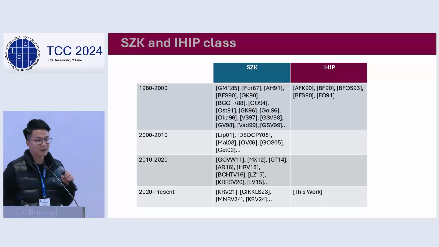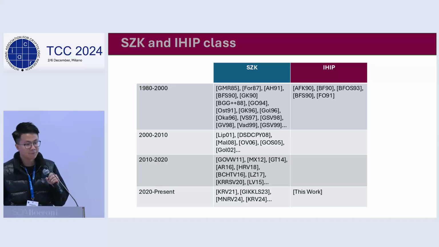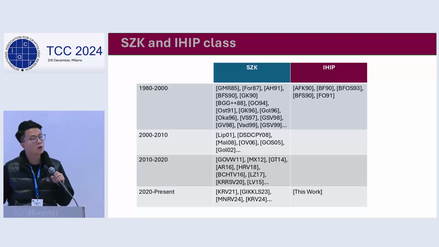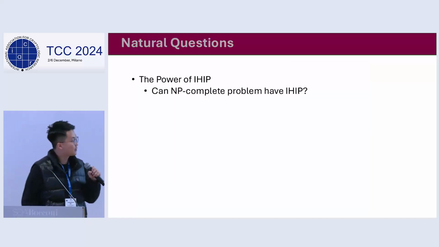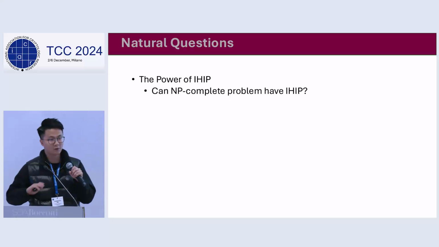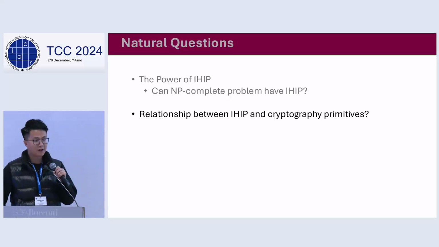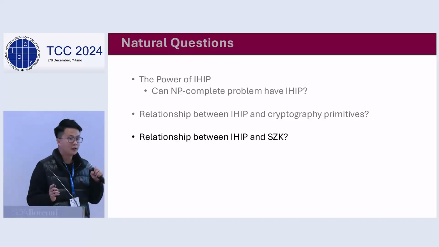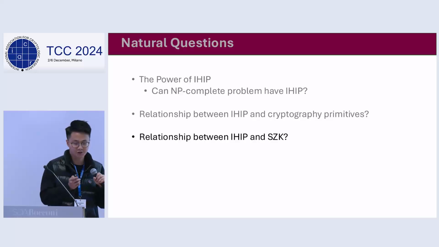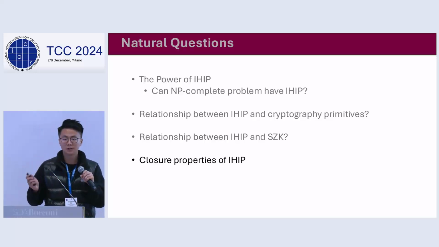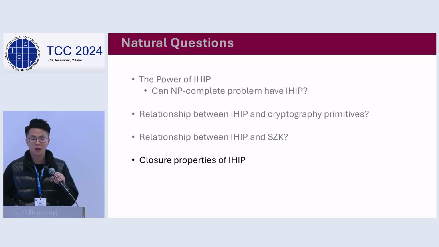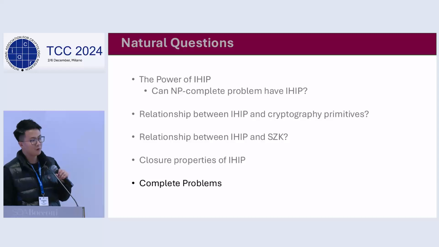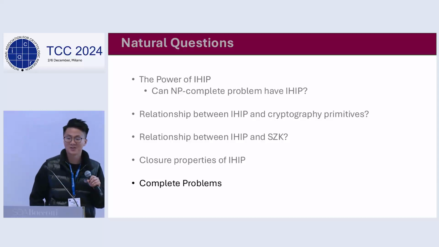So in this study, we want to understand instance-hiding interactive proof and its power, and the most natural question is whether all NP problems can have an instance-hiding interactive proof. We also want to understand the relationship between HIP and other cryptographic primitives. We found many similarities between the two classes, HIP and SZK. Thus, we spent some effort to understand the relationship. Next, we want to understand the closure properties of HIP, whether it's closed under negation, repetition, etc. In the end, we also want to understand whether this class has a natural complete problem.